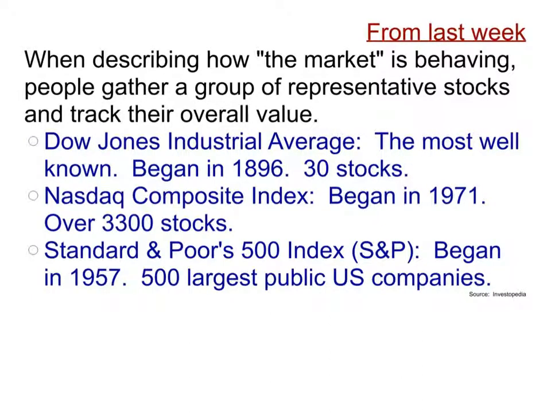So we had these averages that described how a market was doing, and like the Dow Jones Industrial Average was the most common one. And we like to look at that because it's less volatile. It gives us a good idea about how the whole market is doing rather than just a couple things.